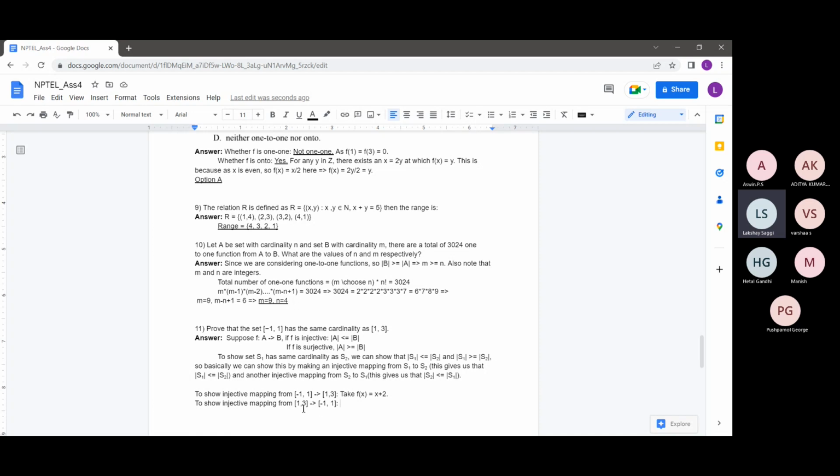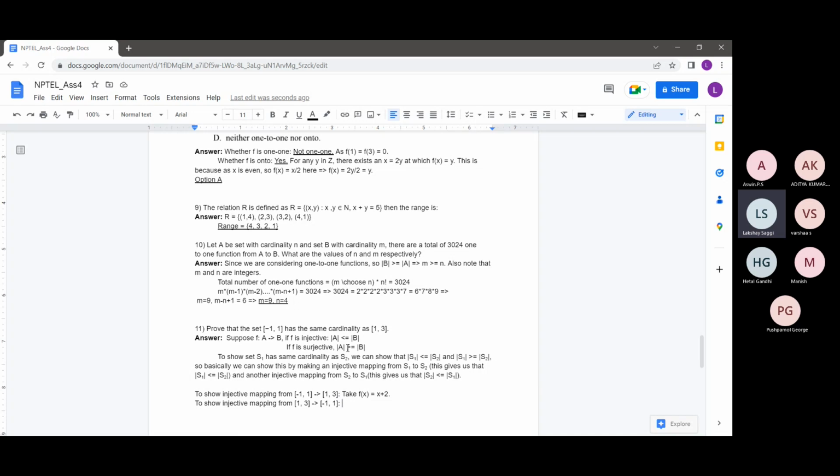So now we need to show, first, we showed an injective mapping from -1 to 1 to 1 to 3. Now we need to show another injective mapping from 1 to 3 to -1 to 1. We could have also gone another way around, like to show that A is less than or equal to B and A is greater than or equal to B.